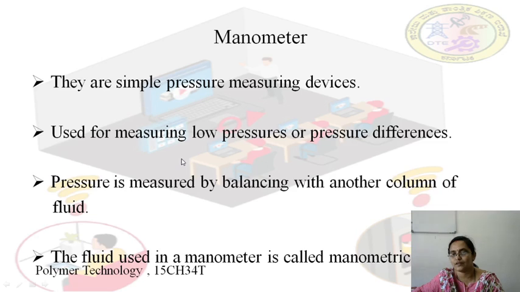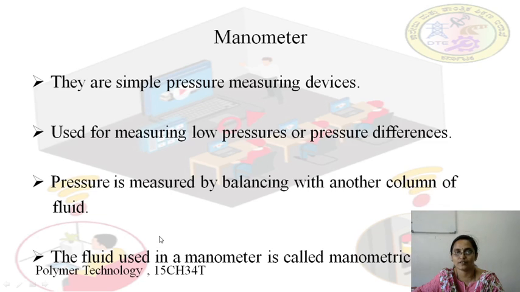A simple manometer is a small glass tube type device. It has a fluid called the manometric fluid. It can be mercury or oil, but most probably mercury is used as the manometric fluid. With the help of atmospheric pressure, we measure the pressure of the liquid which is to be measured. The pressure is measured by balancing it against another column of fluid.